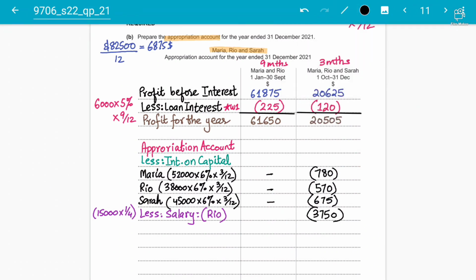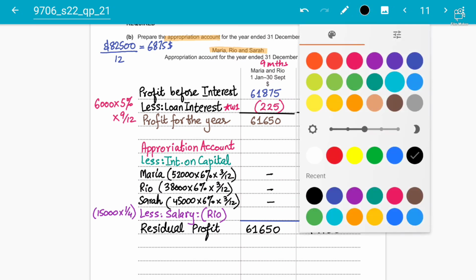After that, there is no commission, nothing, students. So you can simply finish off these two and you get the residual profit, okay? So this is going to be the residual profit, the leftover profit, the remaining profit that will be distributed between the partners. So here it comes as 61,650, and there, subtracting 780, 570, 675 and 3750, you should be getting it as 14,730. So this is the residual profit, and now what we need to do is basically divide the profit between the partners.